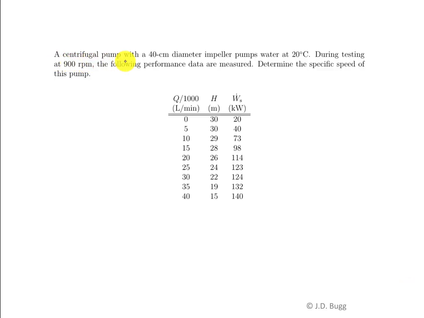A centrifugal pump with a 40 centimeter diameter impeller pumps water at 20 degrees C. During testing at 900 RPM, the following performance data are measured. Determine the specific speed of this pump.